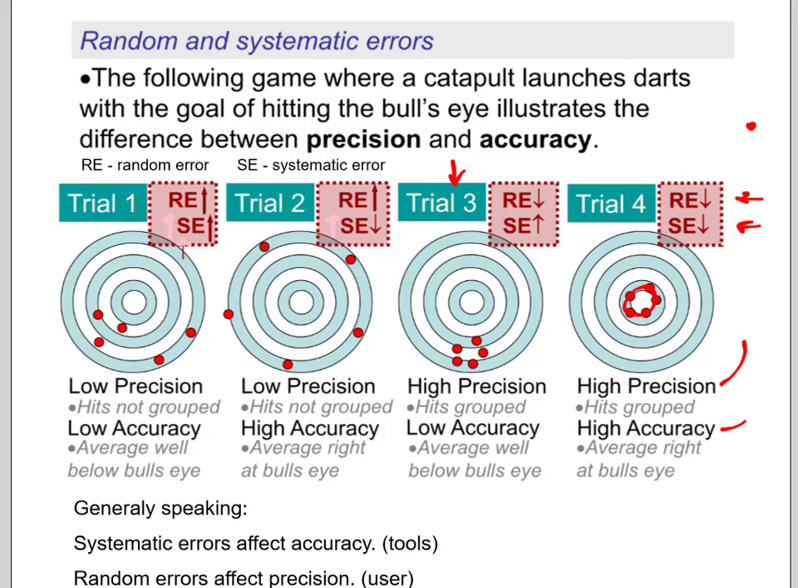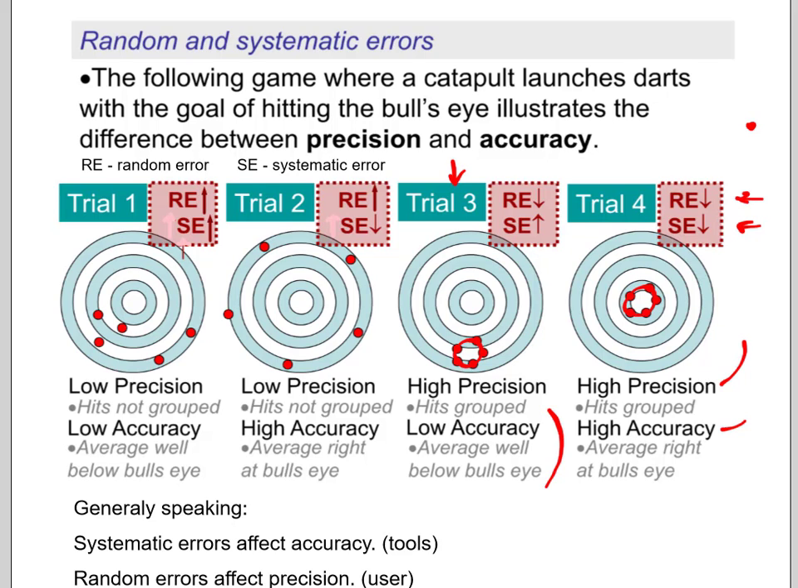Let's go to trial 3. Now we have low random error, so that's low user error, but we have a higher or increased systematic error, so that means our tools might be a bit off. So our precision again is actually quite high, because everything is grouped together. Because our random error is low, we're seeing all of the same results very consistently. But because we have tool error or systematic error, then our accuracy is off. We're not hitting the bullseye, we're hitting something off center from the bullseye. But we're hitting that location quite precisely.